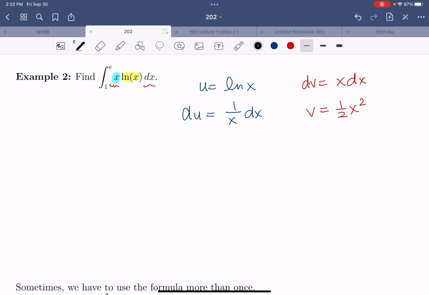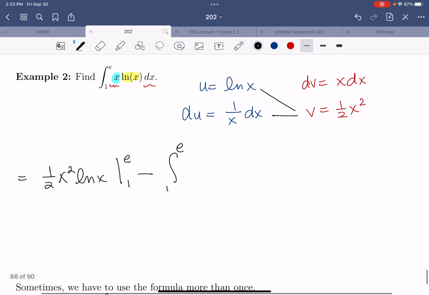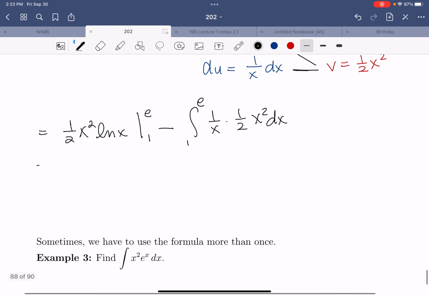All right, so when I go to put together my integration by parts, I multiply along the diagonal. So I'm going to get 1/2 x squared ln x. Now this is a definite integral and we do have boundaries, so we're going to evaluate that from 1 to e, minus the integral from 1 to e of these two multiplied together. So 1 over x times 1/2 x squared dx. That gives me 1/2 x squared ln x, evaluated from 1 to e.